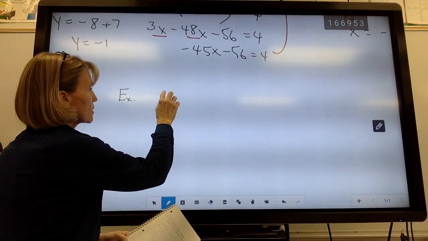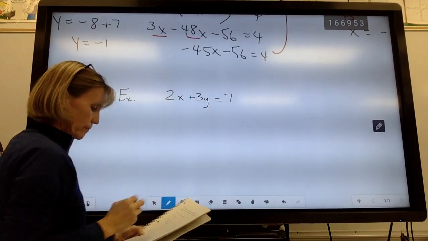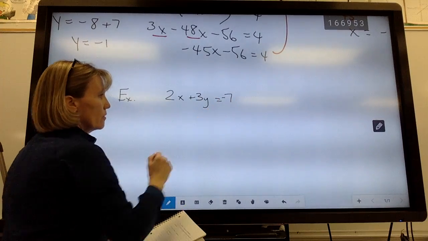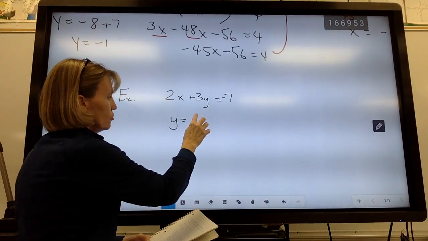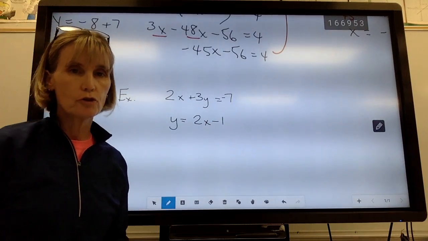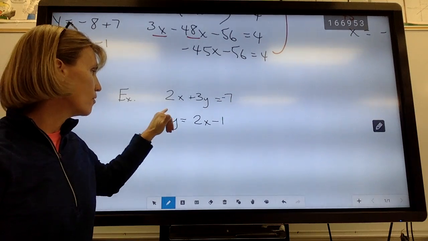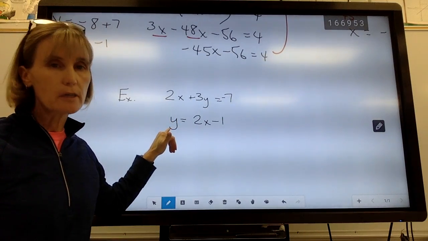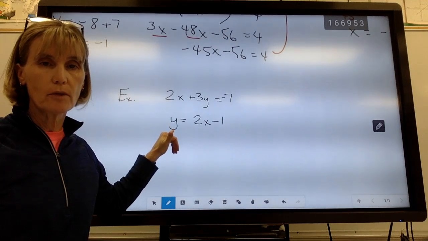Okay, I've got 2x plus 3y equals negative 7, sorry, and I've got y equals 2x minus 1. Now, when you're using substitution, you always want to check to see if you have a variable that's by itself. It's not always going to be the y variable.